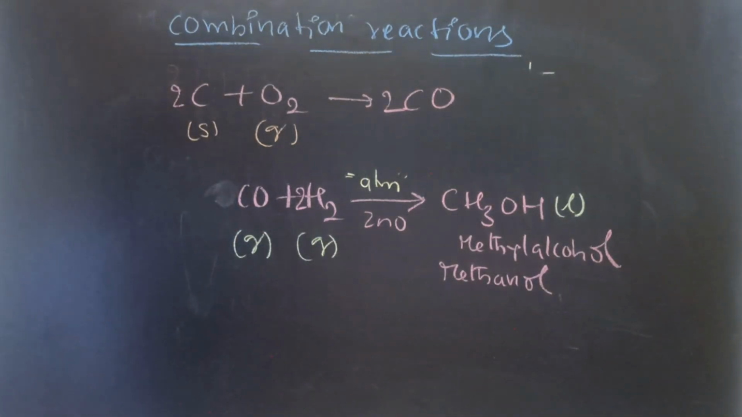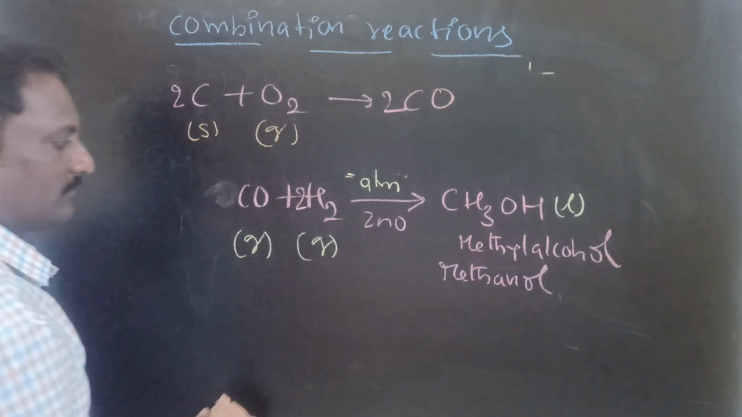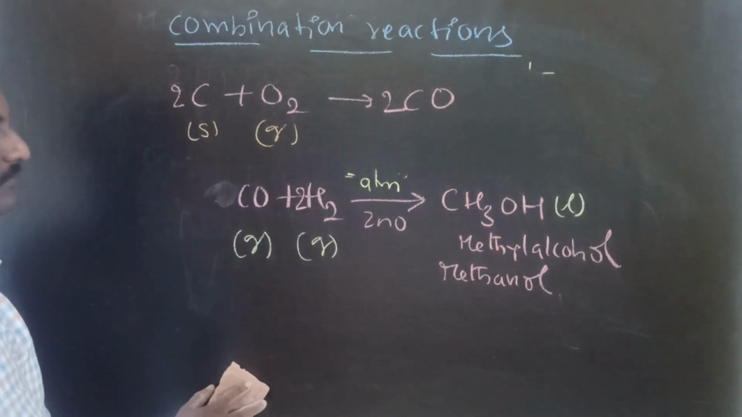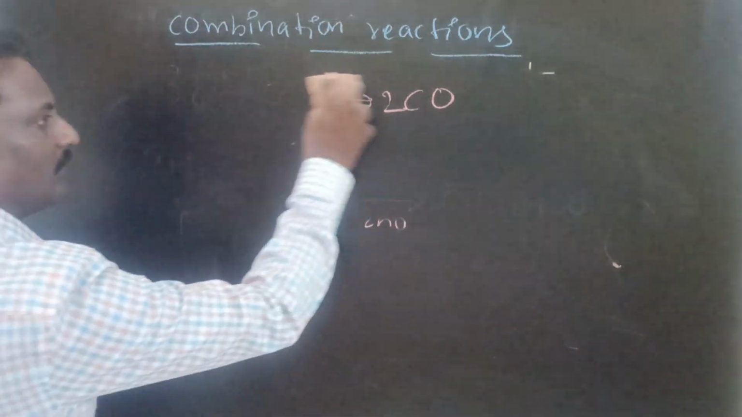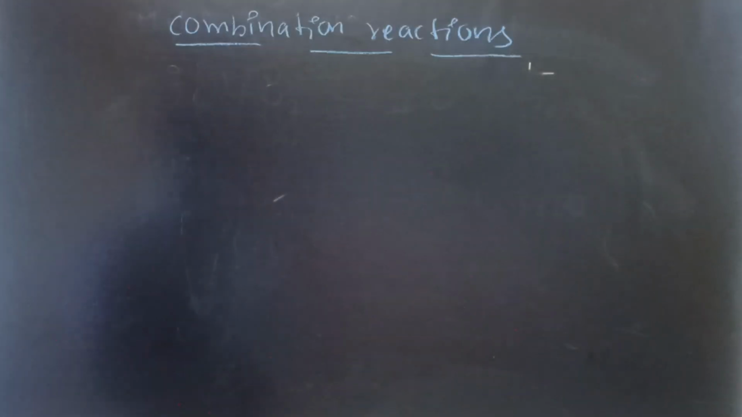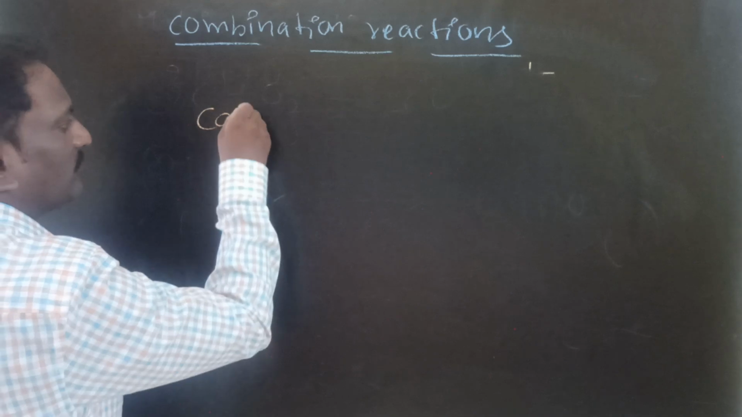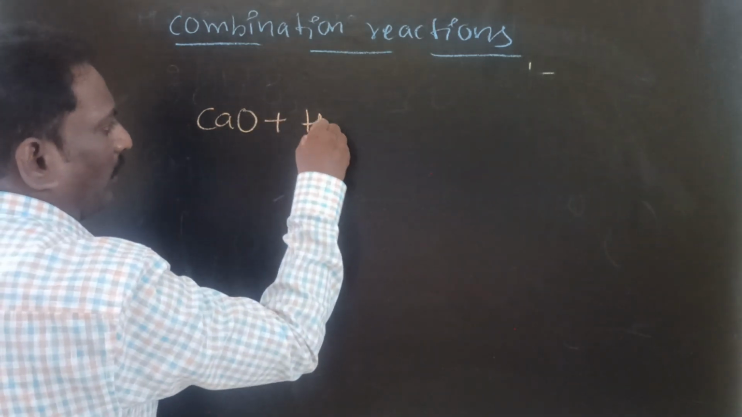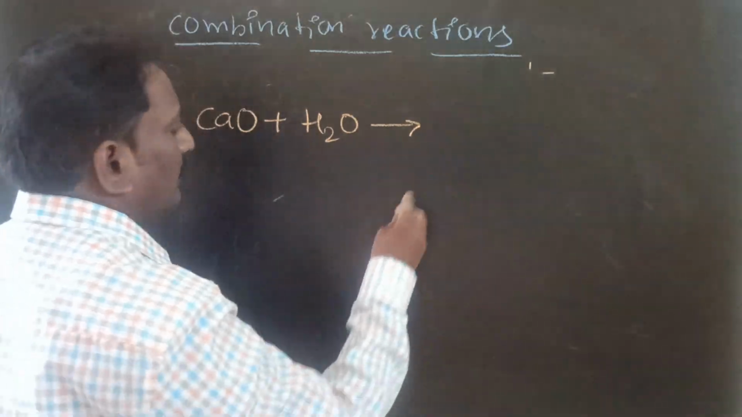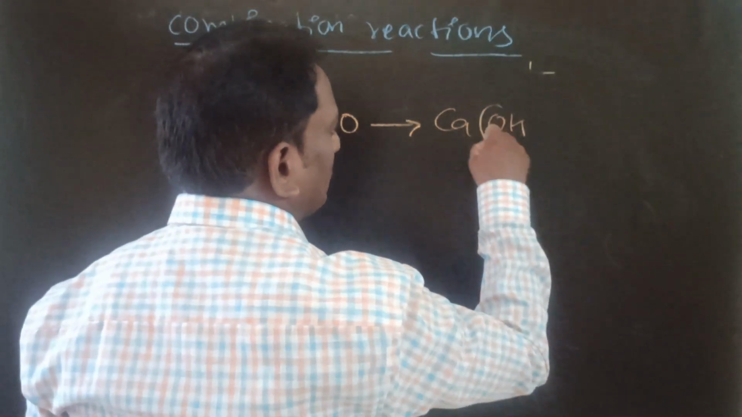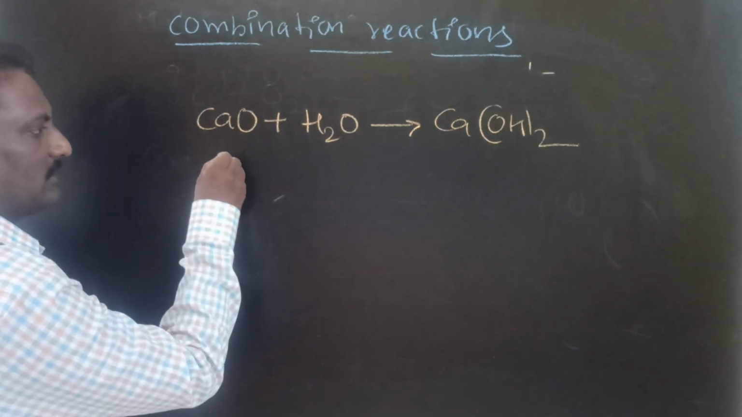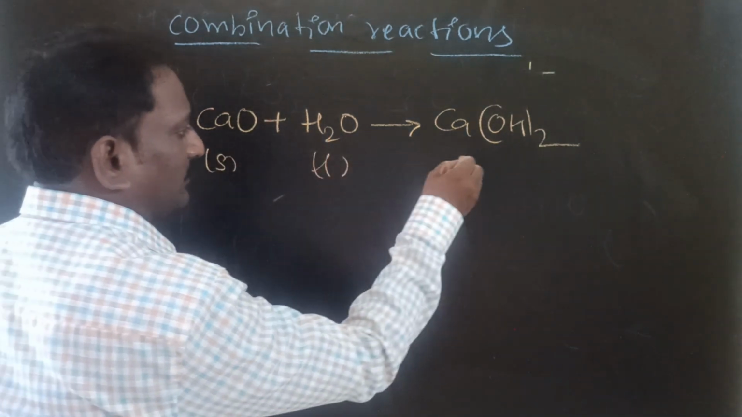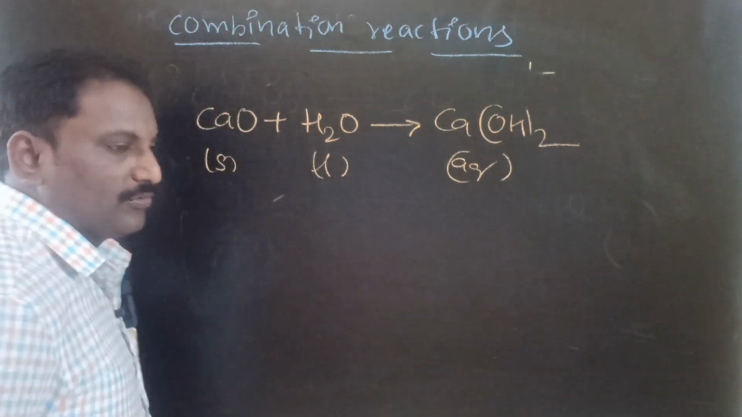One more example I would like to give of combination reactions. Dissolving calcium oxide in water, you will get calcium hydroxide. This one is also an example of a combination reaction. This is a solid, this is liquid, and this is the aqueous solution.